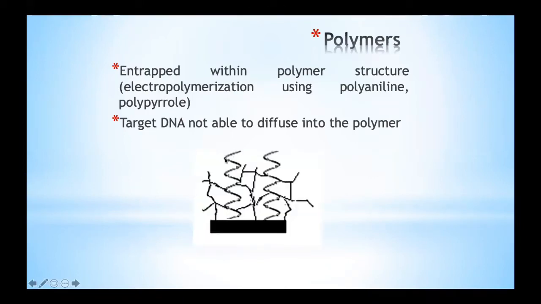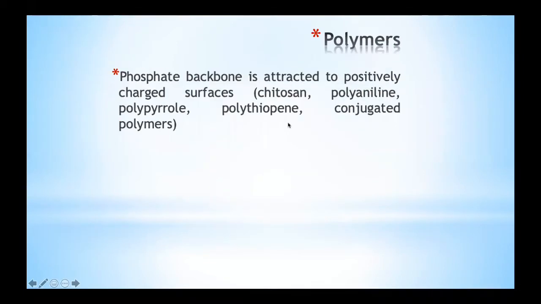So imagine that this is the DNA probe that is immobilized inside the polymer porosity. And imagine that the target DNA has to diffuse inside here to be able to hybridize with the DNA probe. So the resistance will inhibit the process of hybridization for DNA-based biosensor.